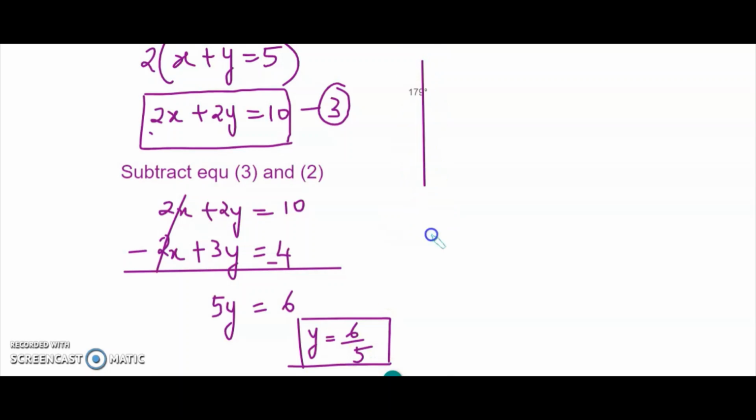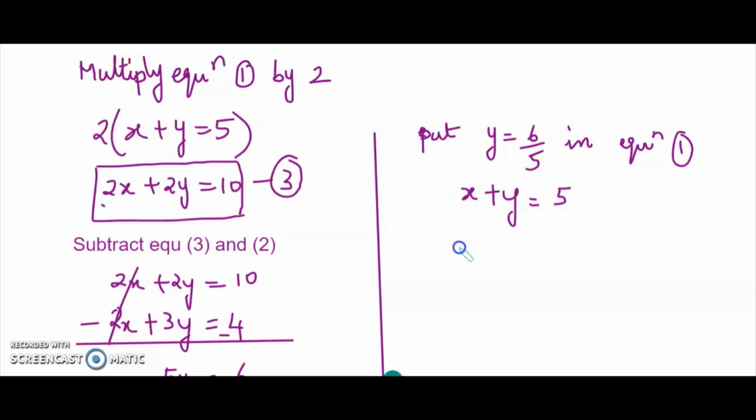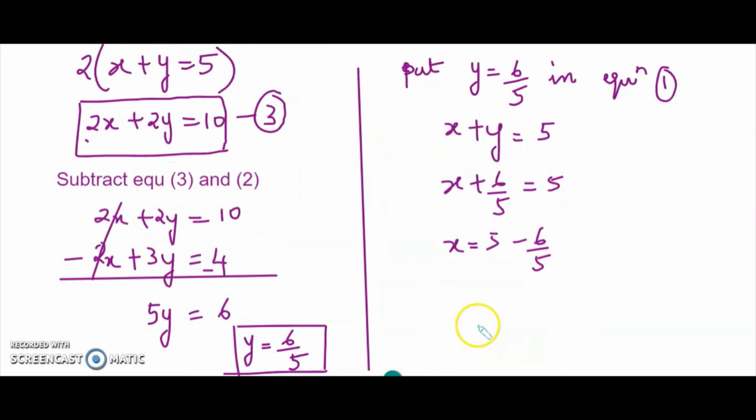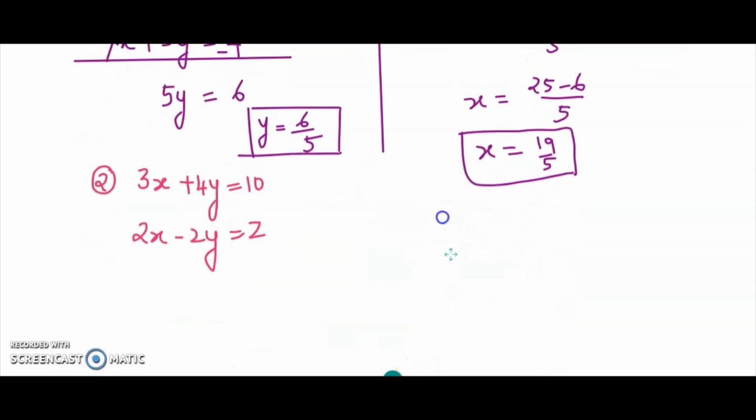Okay, now we are going to substitute this value of y in our first equation. You can select any one. I'm going to select the first equation. So put y equals 6 over 5 in equation 1. You can take 2 also, it's your wish. x plus y equals 5. x plus 6 over 5 equals 5. x equals 5 minus 6 over 5. Right? So the LCM will be 5. So that means 25 minus 6, which equals 19 over 5. So I got my value for both the variables. Clear? Okay. Let's take the next question.